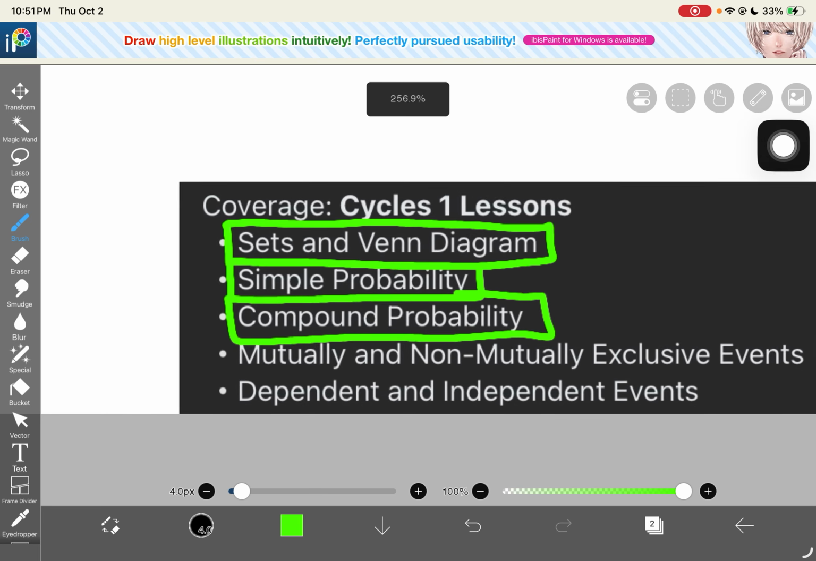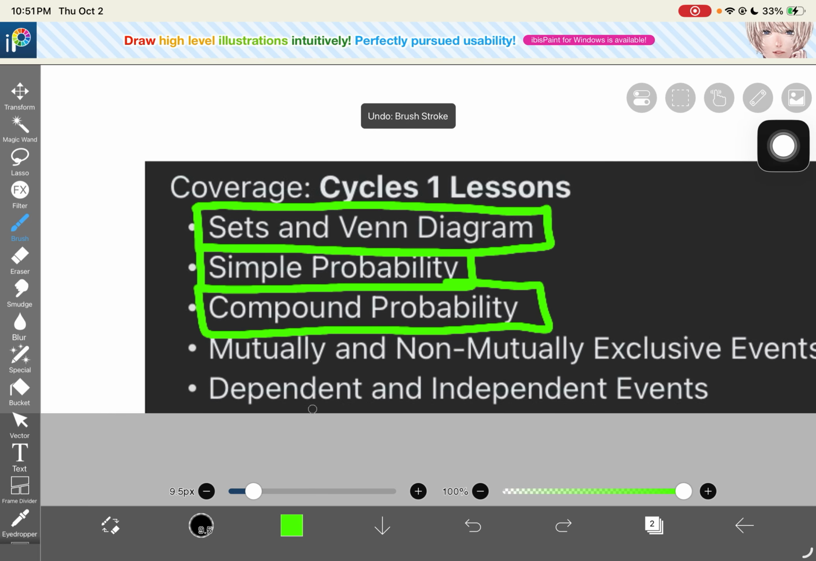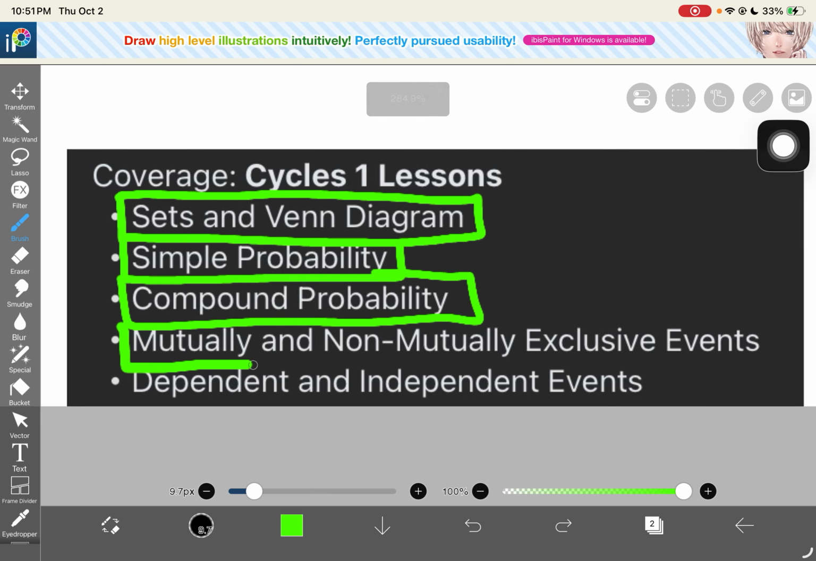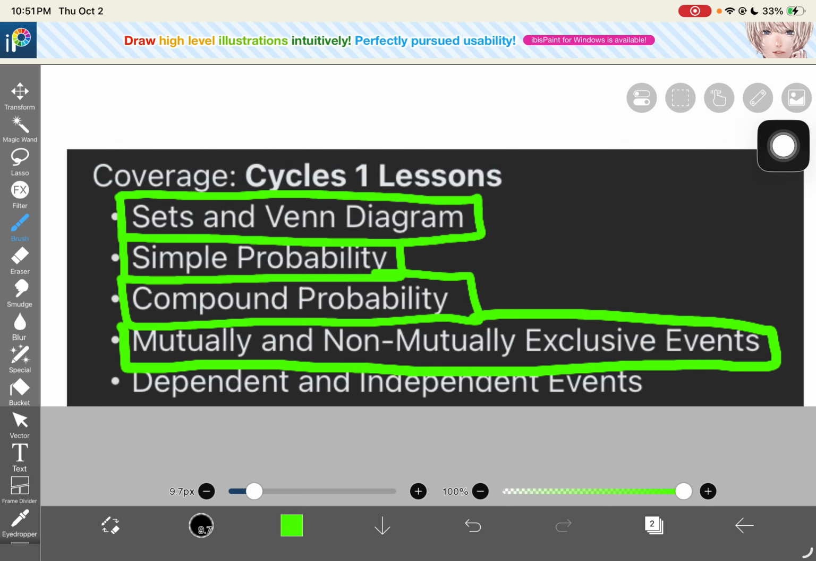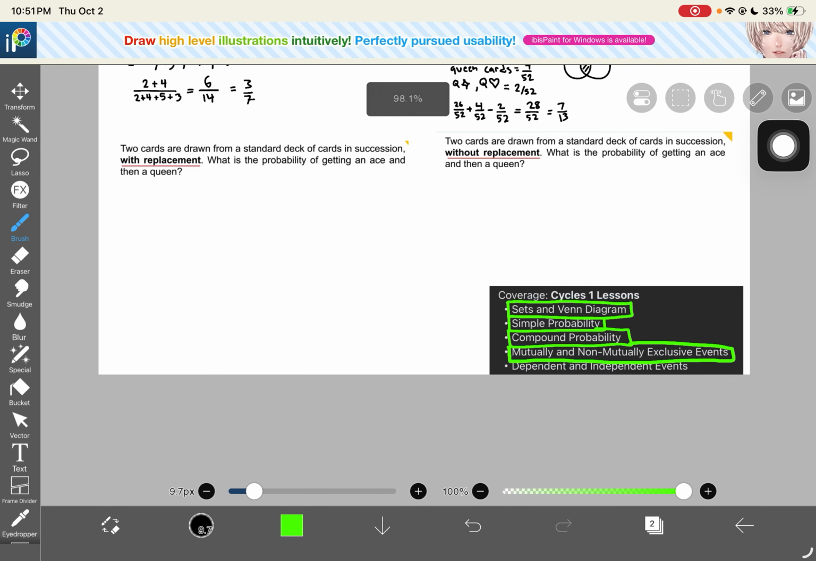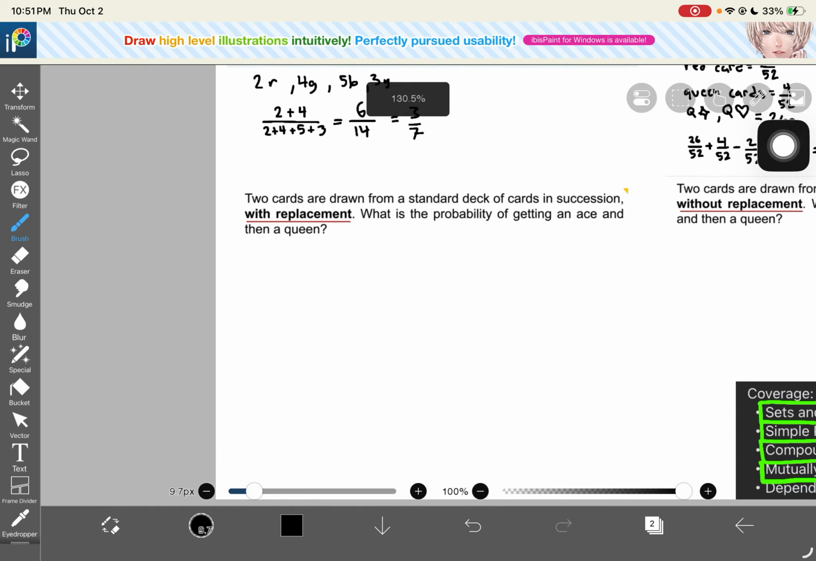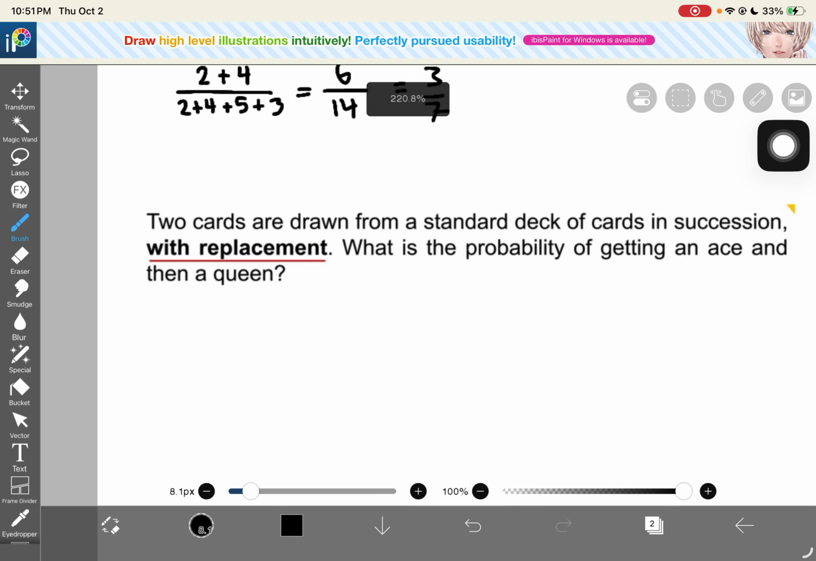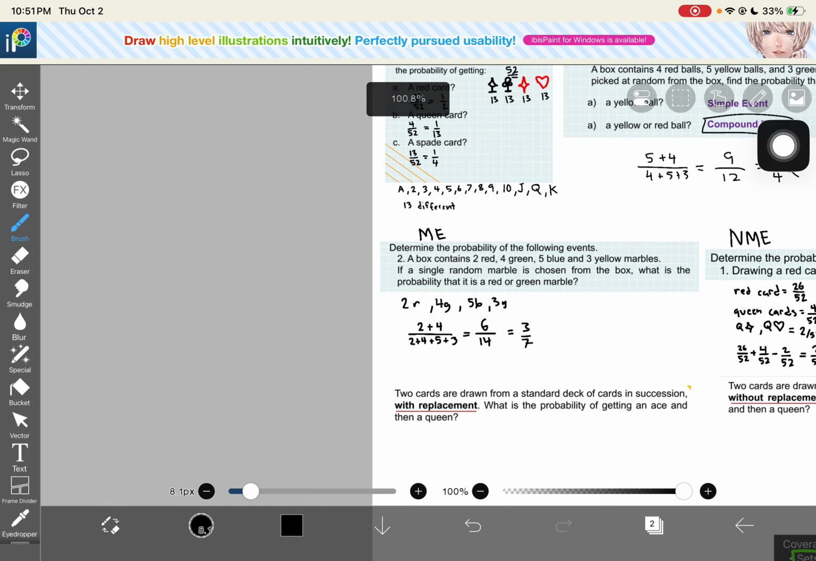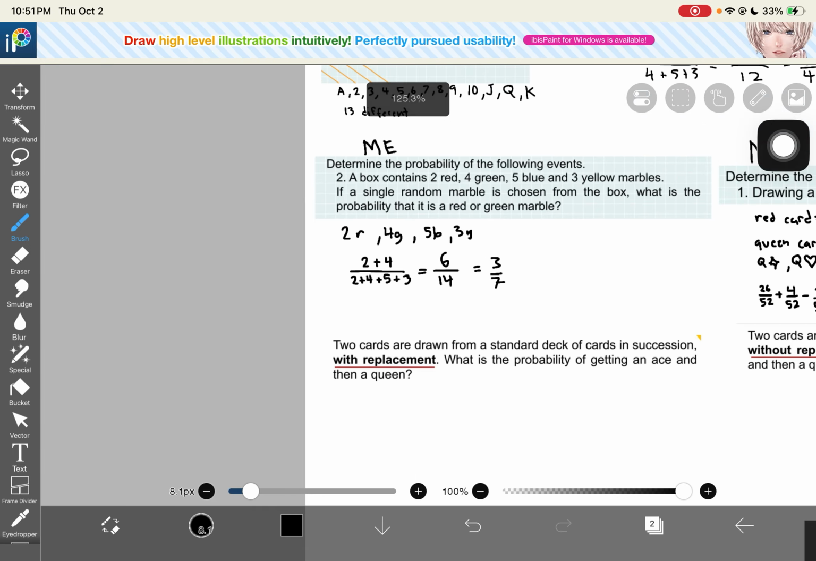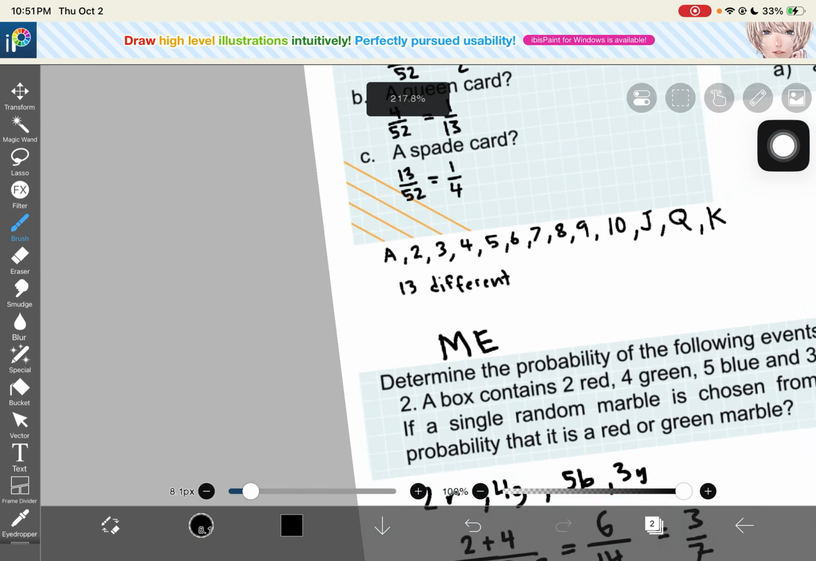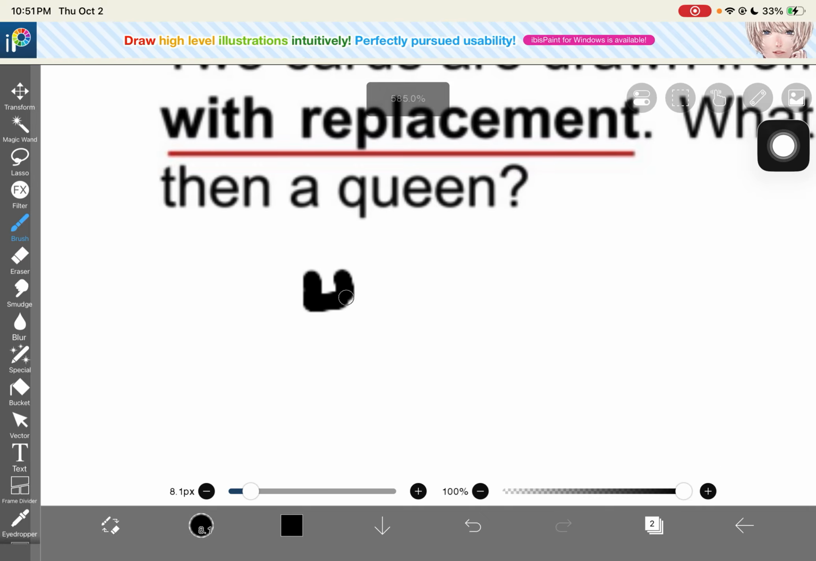Same thing here. That's basically the same concept and almost the same logic as dependent and independent events. So, let's solve this. Two cards are drawn from a standard deck of cards in succession. What is the probability of getting an ace and then a queen? So an ace is a type of card here. So ace, we have 4 of it. So that's going to be 4 over 52.